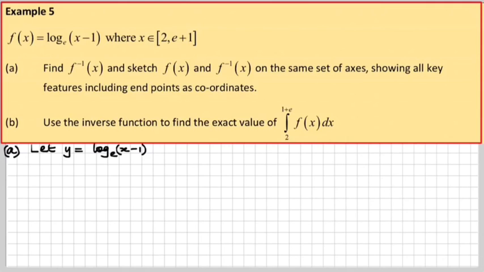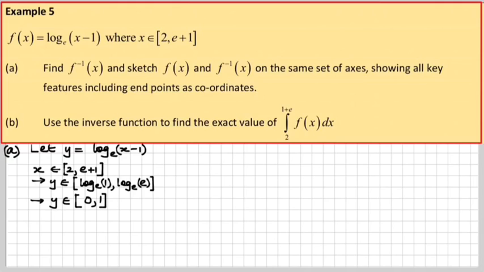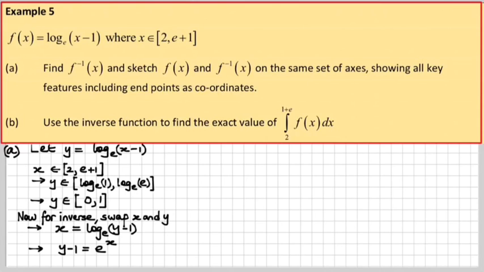All right, part A. I always do this when I'm finding inverses: I let y equal the original. That is the domain, and I'm just checking out what the range is going to be. There it is, because that's going to be the domain of the inverse. So I wanted to work that out. And therefore y equals that, because the log of 1 is nothing, and the log of e to the 1, base e, of course, is just 1. Funny about that. Now for the inverse, we're going to swap x and y as we always do. And we get x equals log of y minus 1 base e, and therefore e to the x equals y minus 1.